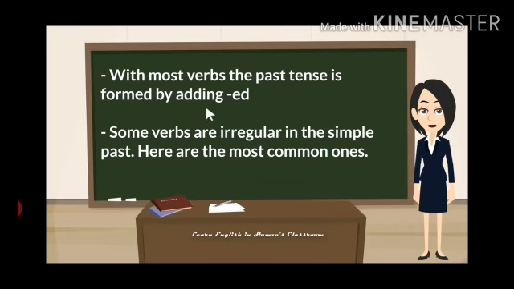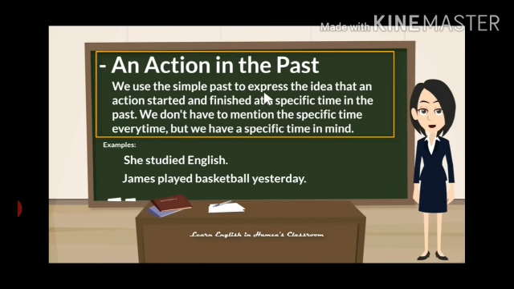With most verbs, the past tense is formed by adding ed. Kebanyakan kata kerjanya di past tense itu hanya menambahkan ed. For example, we can see here, James played. James bermain. It is from play. Ini berasal dari kata play, verb-nya play, and then adding ed. Kata kerja keduanya menjadi played.